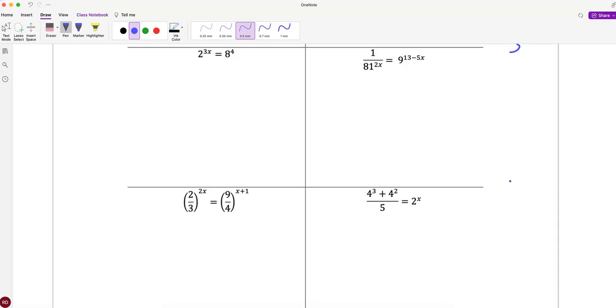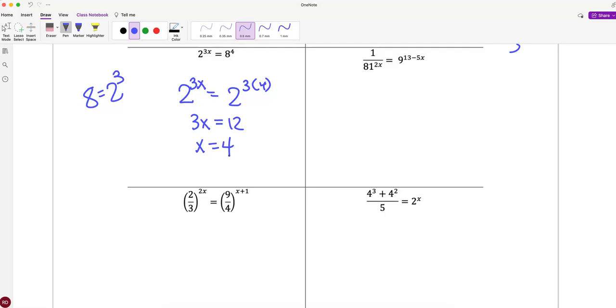2 to the 3x. Remember, 8 is equal to 2 cubed. So this is 2 cubed, and so now I get 3x equals 12, or x equals 4.